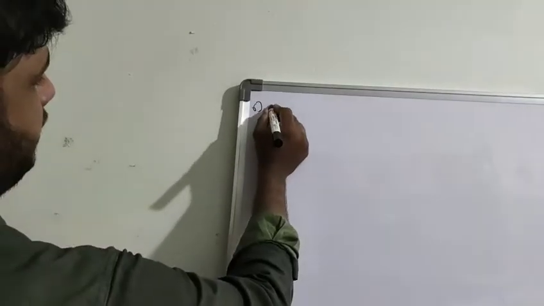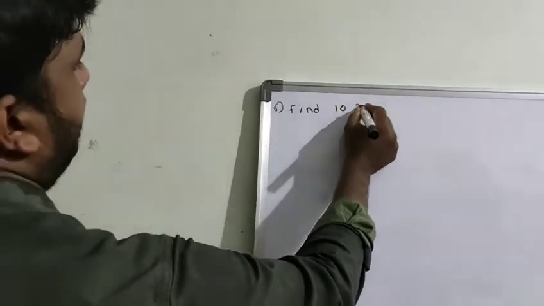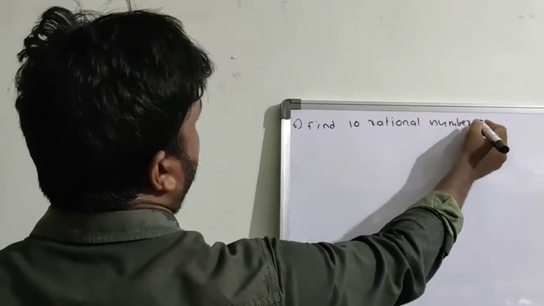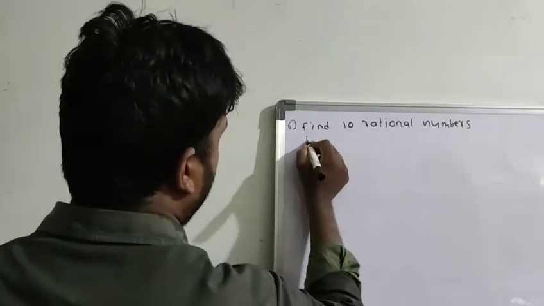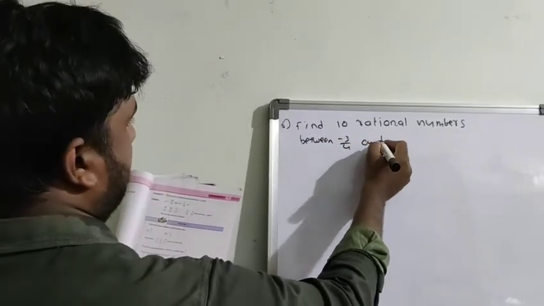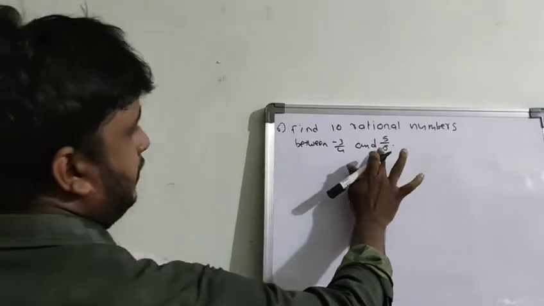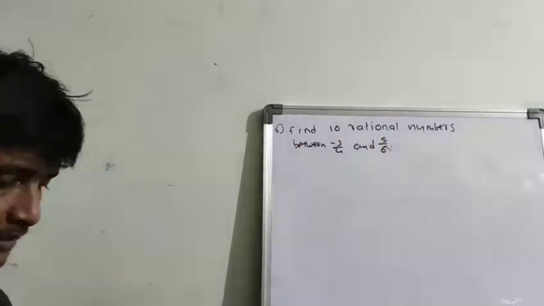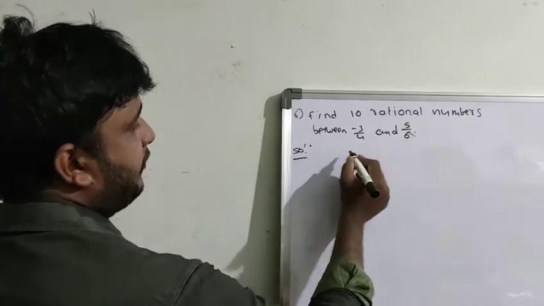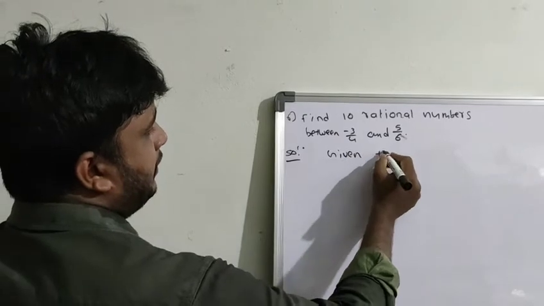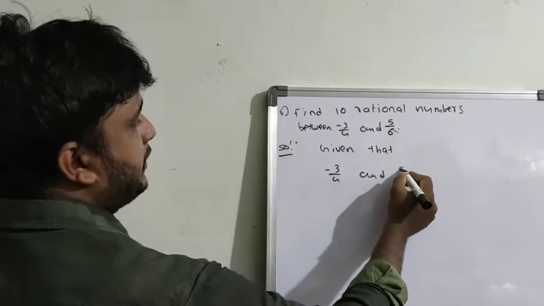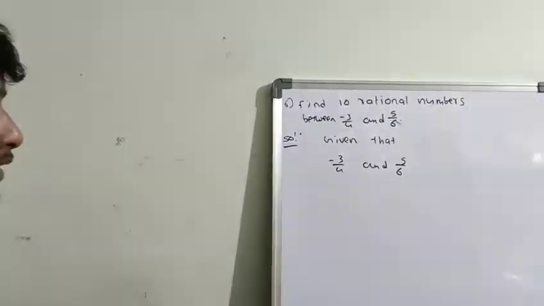The question: find 10 rational numbers between -3 by 4 and 5 by 6. So see, find 10 rational numbers between -3 by 4, the given numbers are given, first -3 by 4 and 5 by 6. So first you make equal denominators.